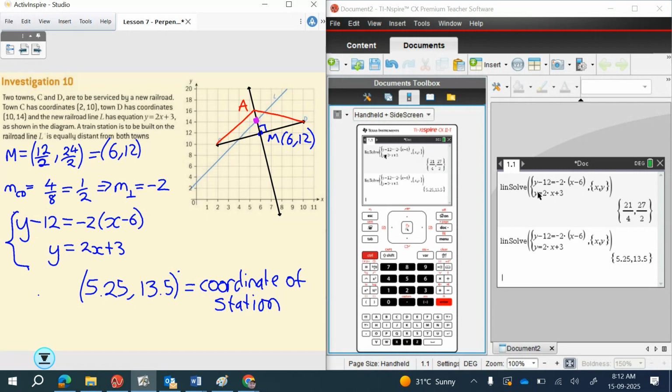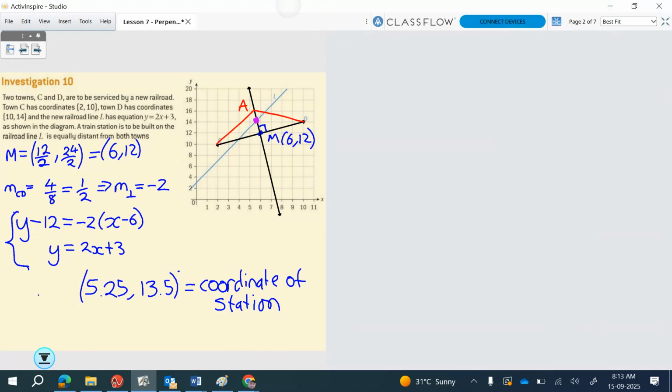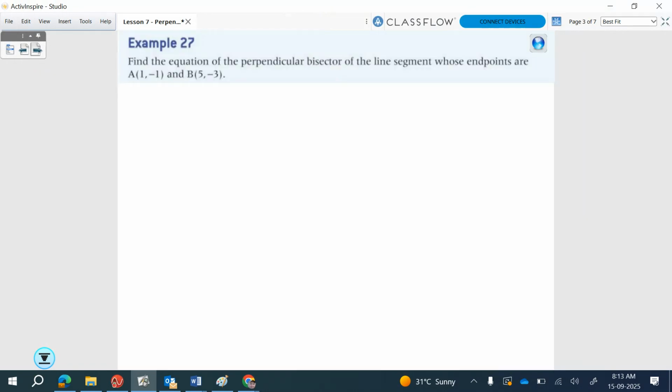You can always answer rounded to three significant figures unless the question specifically specifies it's something else. Right, so that's that problem finished. Let's go through this in a little bit more detail now. So, this one is the basic routine.